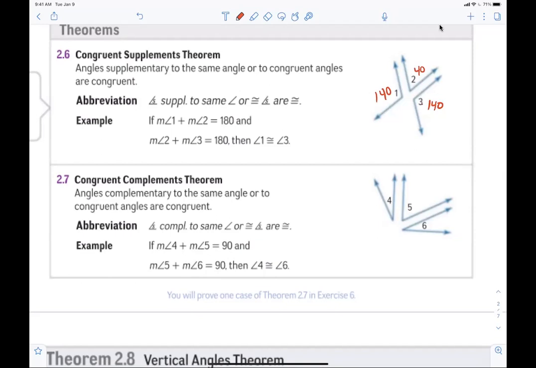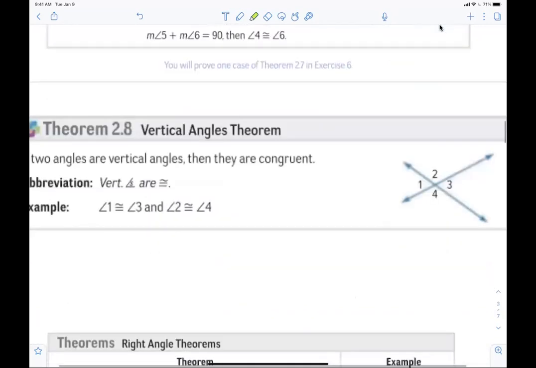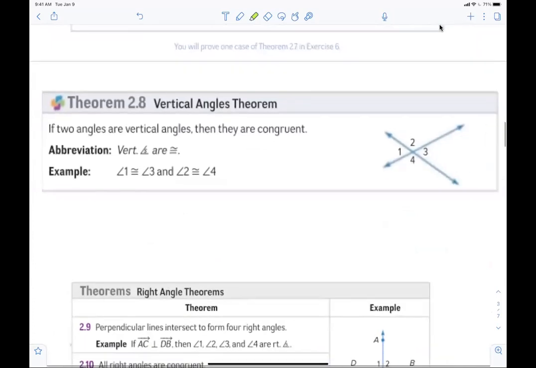All right, and then the same thing for what? Same exact thing for complements. If two angles are complementary to the same angle, then those two angles must be what? Congruent. Anybody have any issues with that? All right, and we'll prove that, I'm sure. All right, now something we knew in 6th grade. Vertical angles are always what?